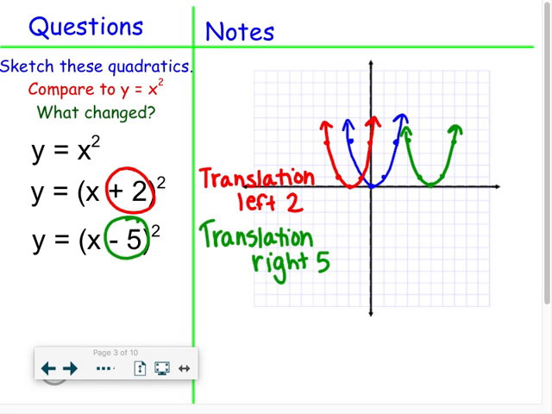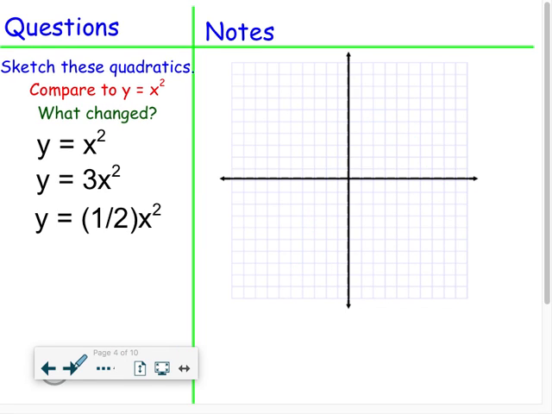So same size and shape again, but to the right 5. All right, the next 3, same parent function. And now we're changing and we're multiplying something instead of adding or subtracting. So we're looking at the effects of multiplying on a quadratic. So the first one we are multiplying by 3.